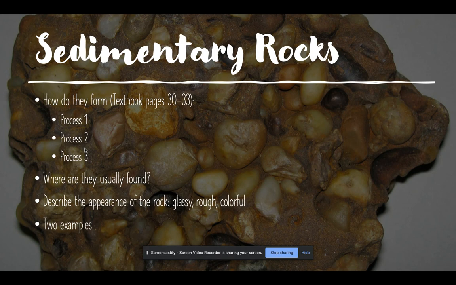You have to tell me the appearance of the rock. So is it a glassy kind of rock? Is it rough? Is it rainbow looking? Is it kind of crystally? What does it look like? And then finally, 2 examples with pictures. So if you look at my slide right here, what is wrong with my picture? Hint, hint. I only have 1. So I would get points taken off from my slide because I don't have another picture in this PowerPoint slide. So you need to make sure that you do have at least 2 examples with pictures.